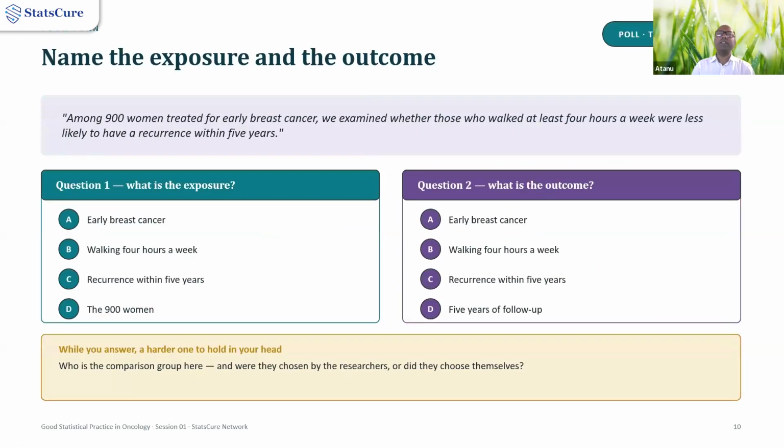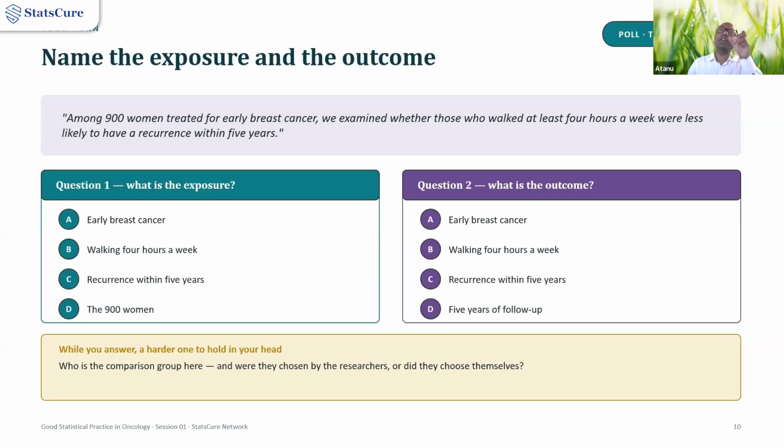So the point is to name the exposure and outcome from here. Among 900 women treated for early breast cancer, we examined whether those who worked out at least 4 hours a week were less likely to have recurrence within 5 years. These were breast cancer patients treated with different types of therapy. We are not talking about that, but there is an additional component, 4 hours of exercise in a week, and we follow them for 5 years to see whether they have a recurrence, meaning whether breast cancer occurs again or not.